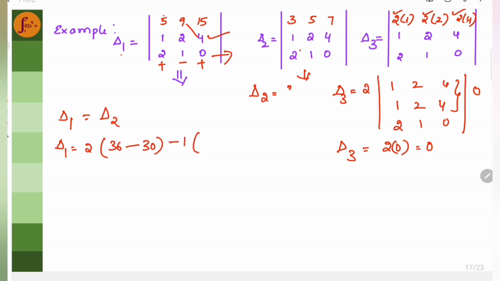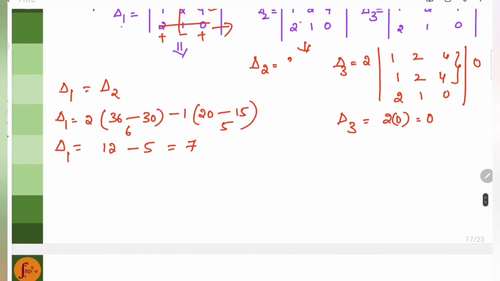Then minus 1 into, let's knock off this, minus 1 into 5 fours are 20 minus 15 into 1 which is 15. So, you'll get 6 and 5. 6 into 2 is 12. 12 minus 5 which is 7. So, we get determinant 1 as 7.